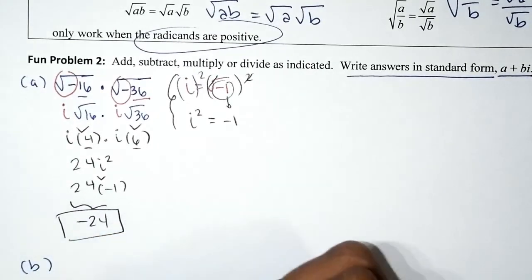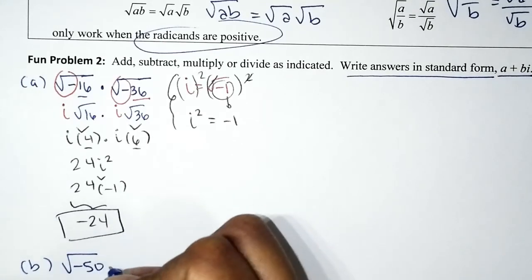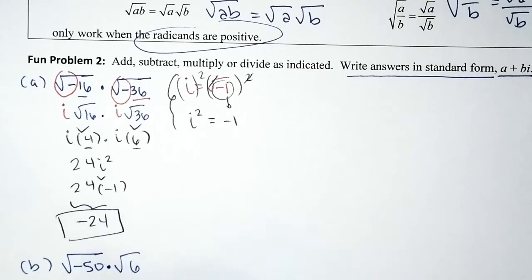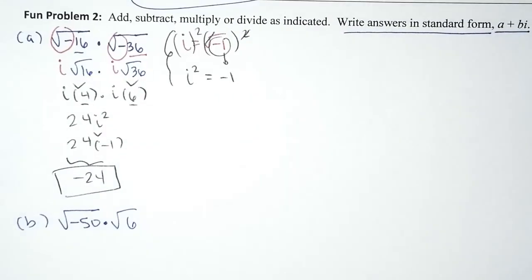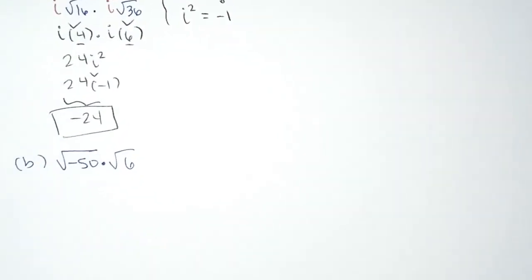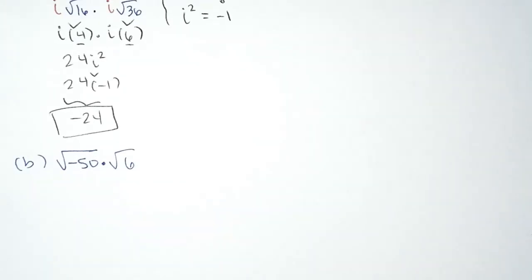Problem B, we have the square root of -50 times the square root of 6. Okay, so the square root of -50 times the square root of 6. Now, if both radicands were positive, then we have the option to multiply the radicands now and then simplify later. But in this case, because both radicands are not positive, we cannot use the product rule for square roots.